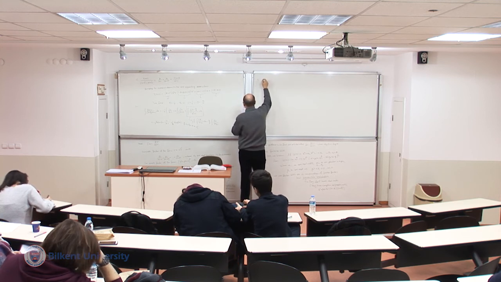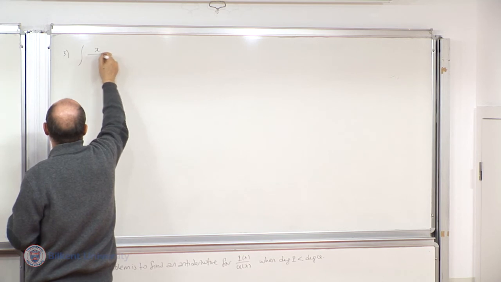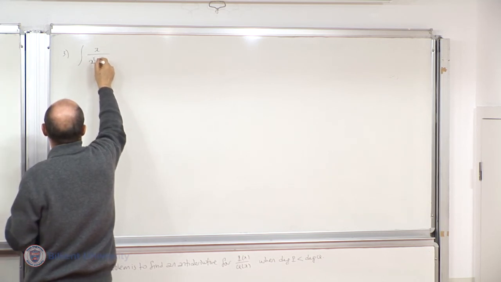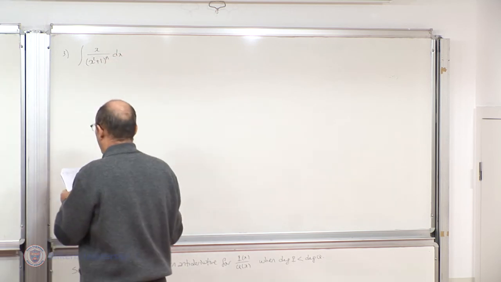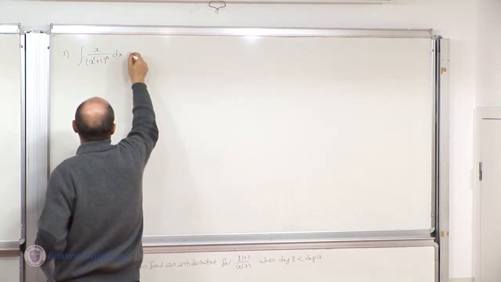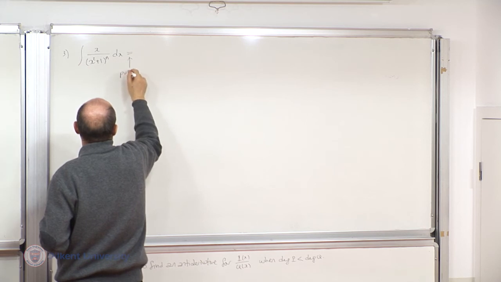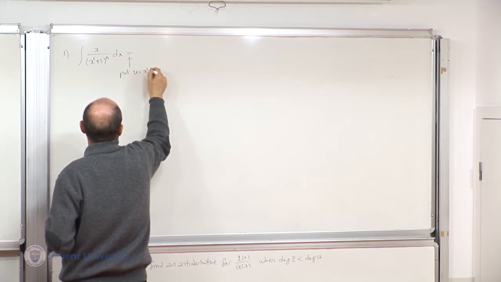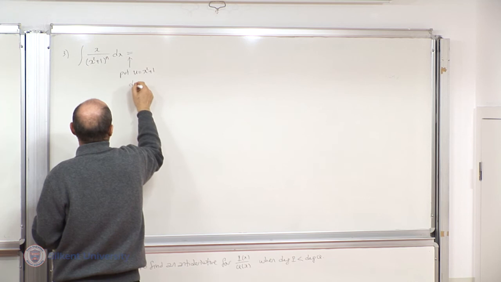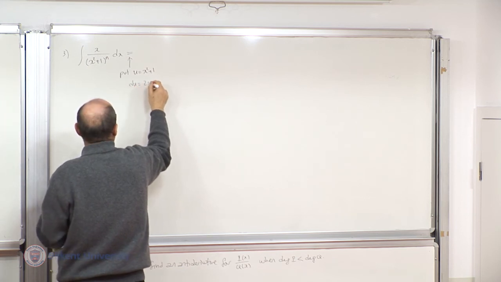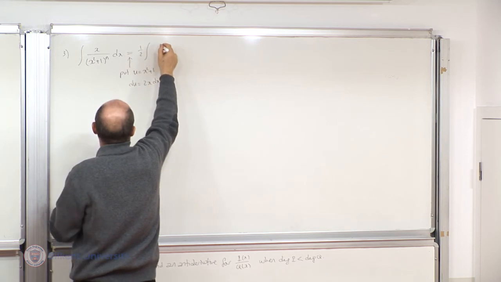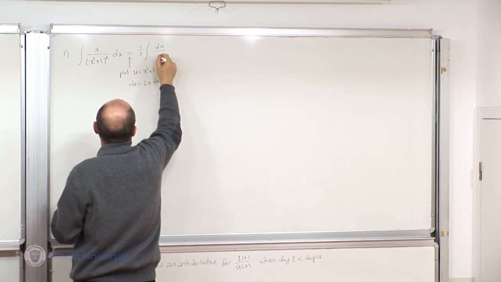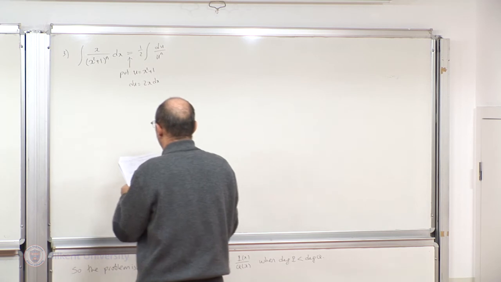Okay, so suppose we have the integral of x over (x squared plus 1) to the power n dx. So what is this? Here we put u equals x squared plus 1. Then du is equal to 2x dx. And this becomes 1 over 2 times the integral of du over u to the power n.